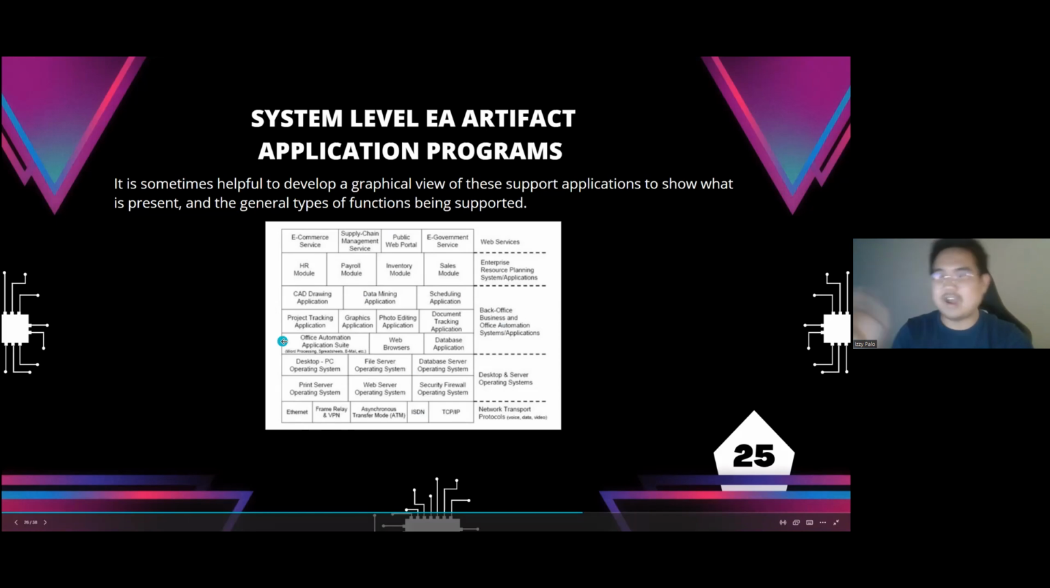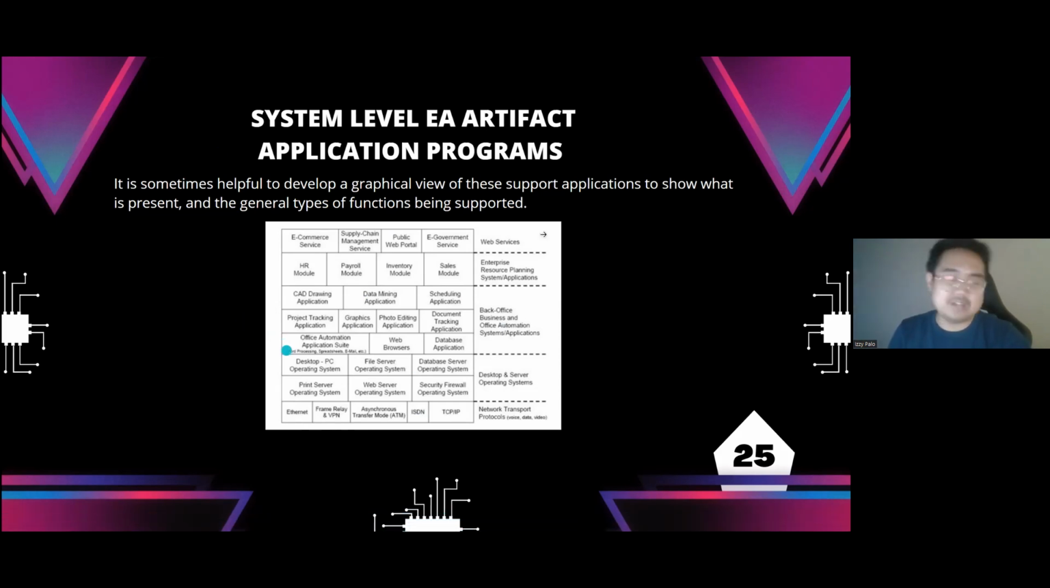And there's a lot of arrows and stuff. But it's still important to have this graphical view so that we are able to visualize how different applications communicate with each other. And that's an important EA artifact.